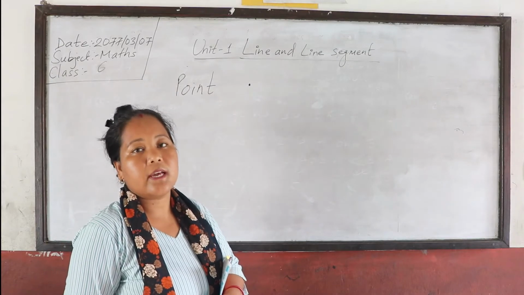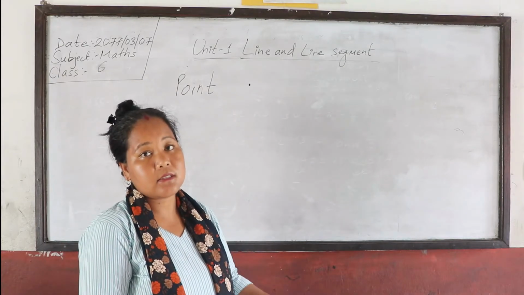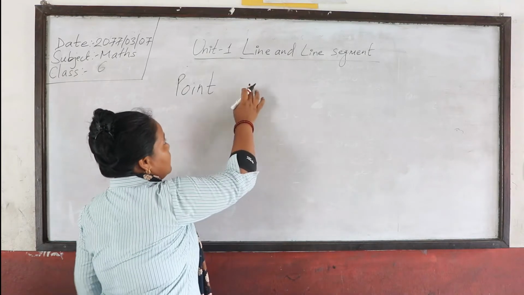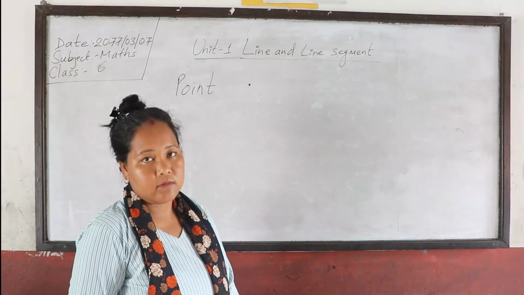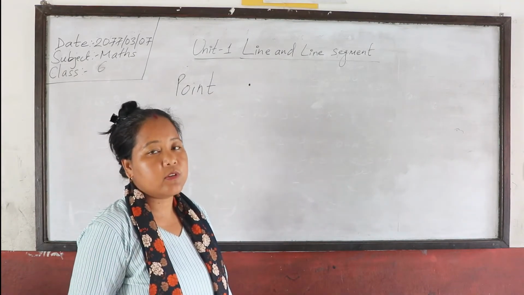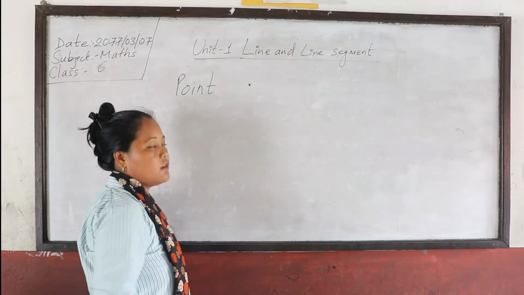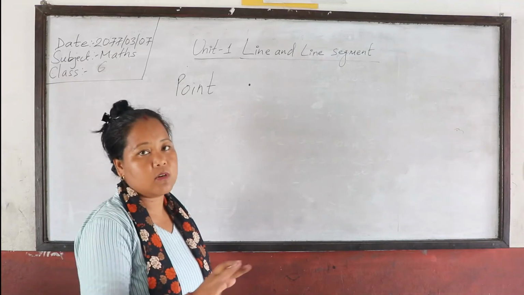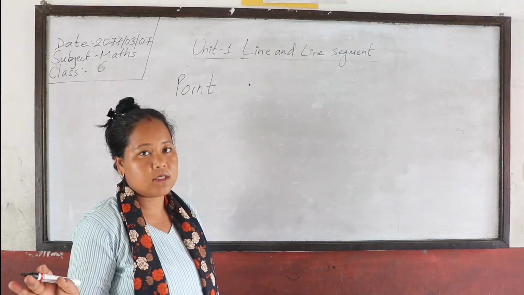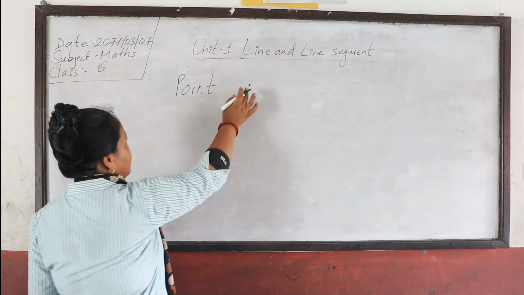It means it has no direction. The point only represents the position. To represent the position, we give the dot. It has no directions. Understand? So this is a point.